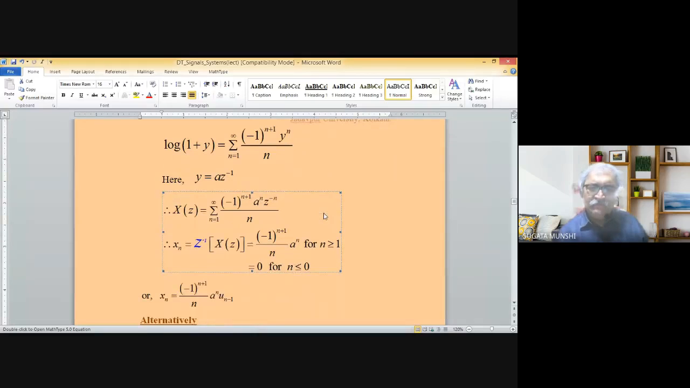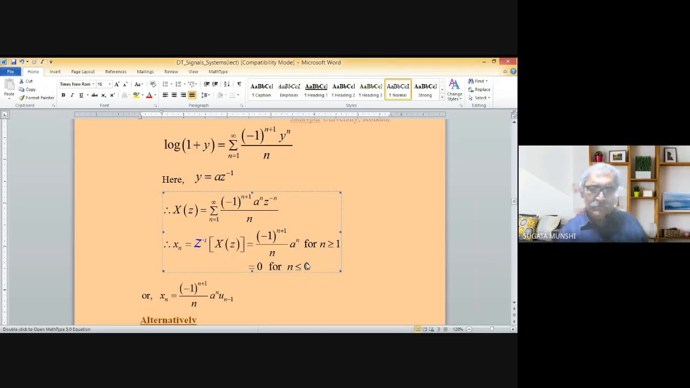Minus 1 to the power n plus 1 times a to the power n times z to the power minus n divided by n. So what is the inverse z transform? Inverse z transform is simply that term, the term inside the summation excluding z to the power minus n. So that is the expression for n greater than or equal to 1, because see here the summation extends from n equal to 1 to infinity. So this is valid for n greater than or equal to 1, and it's 0 for n less than or equal to 0.